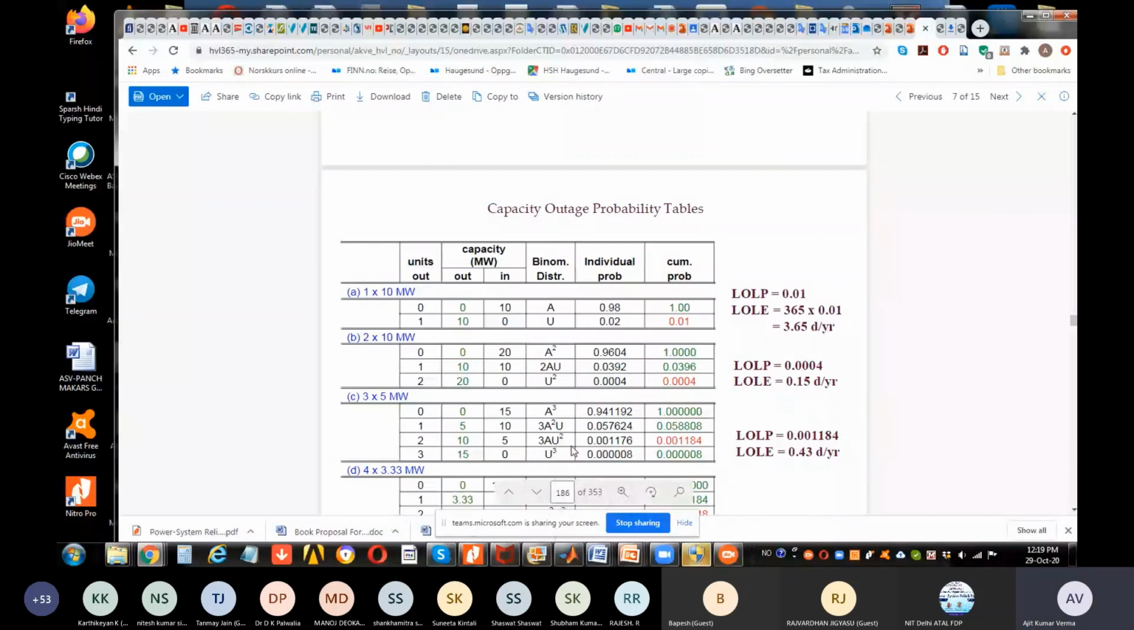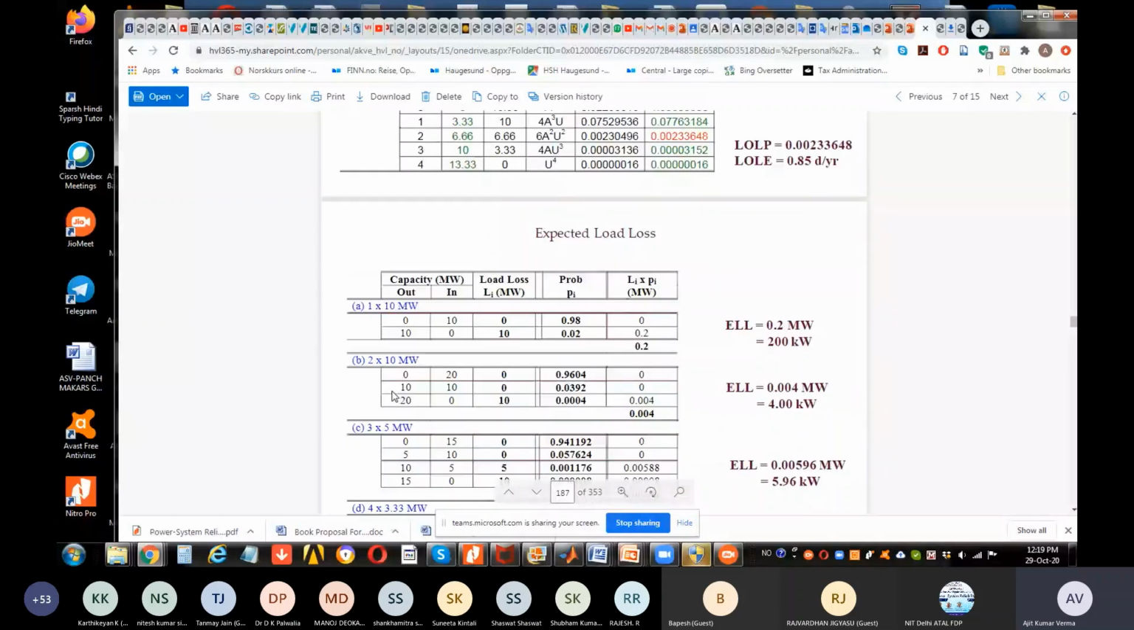In is 20, in is 10, in is 0. So these are the states and corresponding probabilities. When the load is 10, you lose nothing here, you lose nothing here, and you lose 10 here. And the probability is 0.004. You multiply this load loss with the probability, and you get 0.004. There were three zeros earlier, now it's 20. So that's 4 kilowatt. Let's look at the other case.